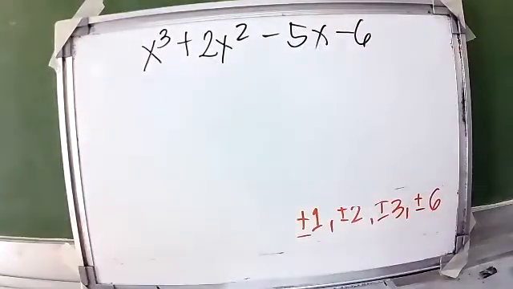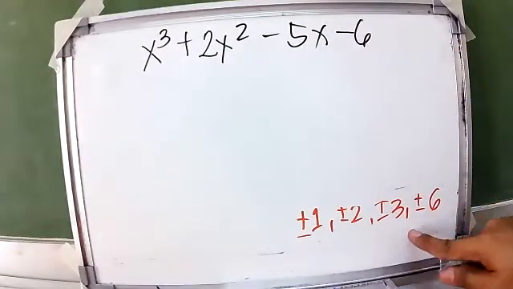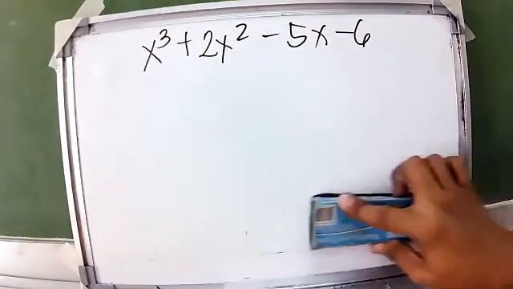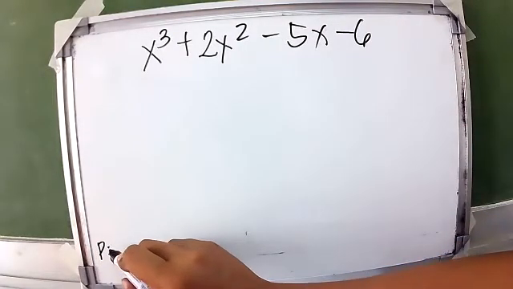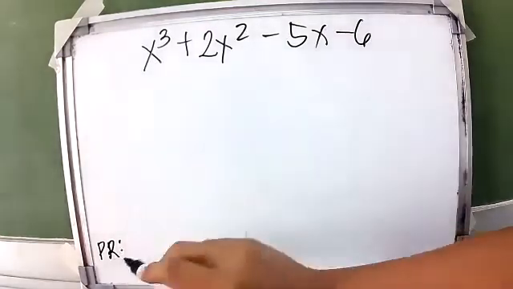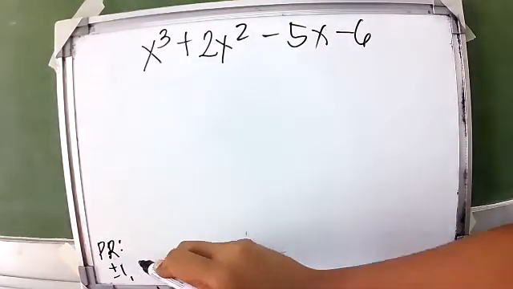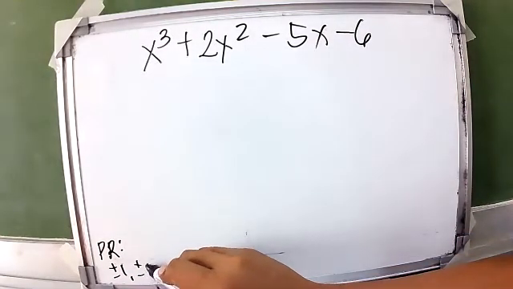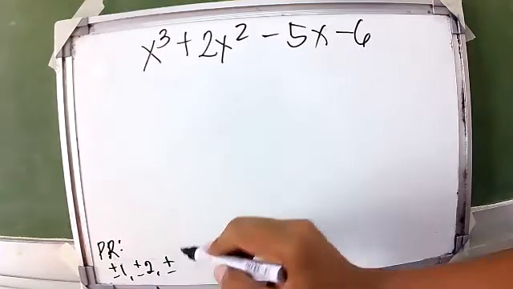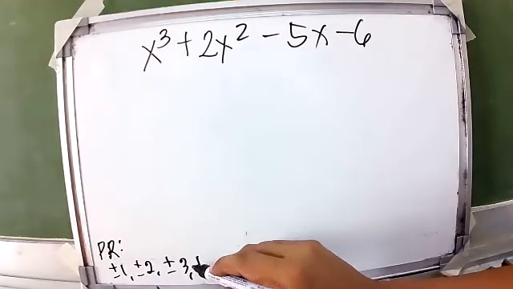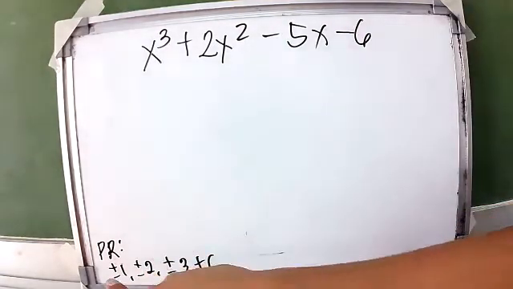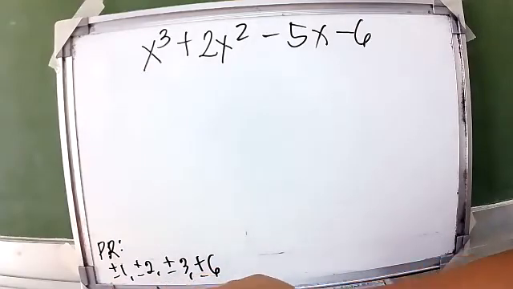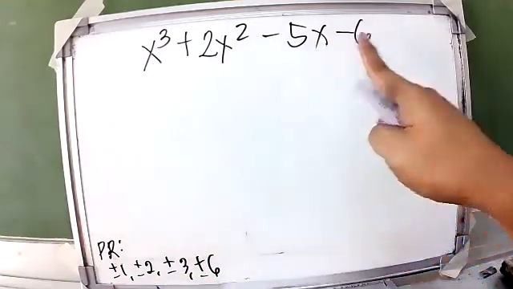Game. After that, these are the possible roots na pwede natin pagkukuhanan ng ating sagot. Possible roots, PR na lang. Positive negative 1, positive negative 2, positive negative 3, positive negative 6. Okay? So, next thing to do is to just try any of this and substitute to the values of x.